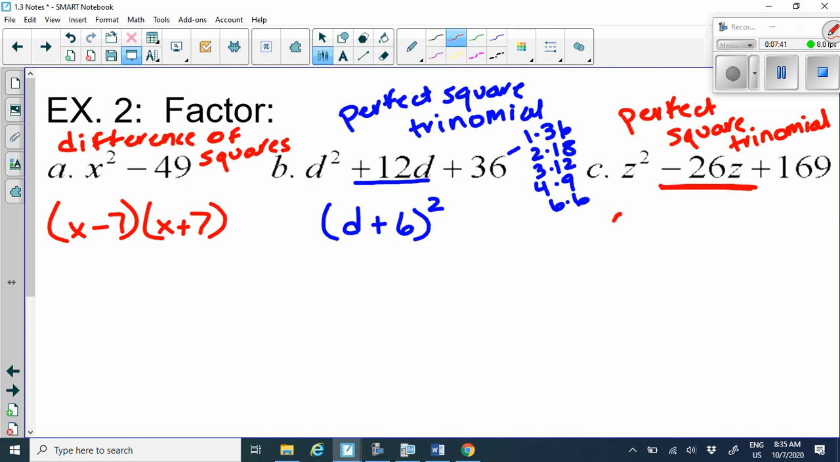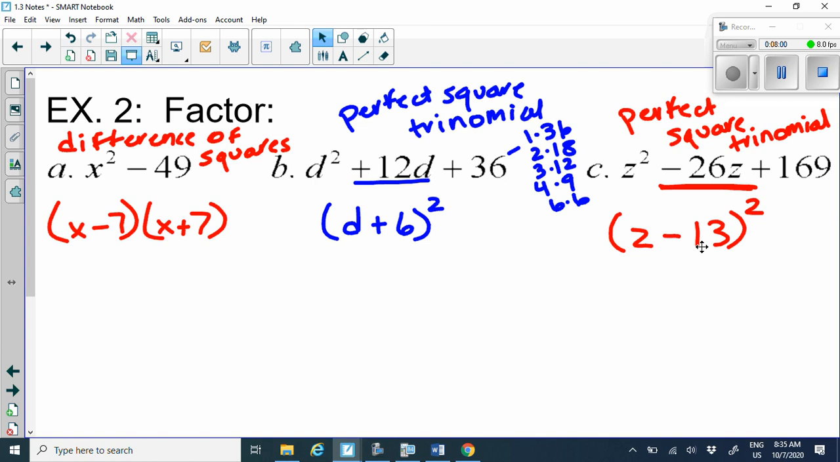So when I write this, I have z minus, and what's the square root of 169? That's going to be 13. So if we had 13 times 13, that gives us 169. If we do negative 13 minus 13, that gives us our negative 26 in the middle. So I have z minus 13 squared.